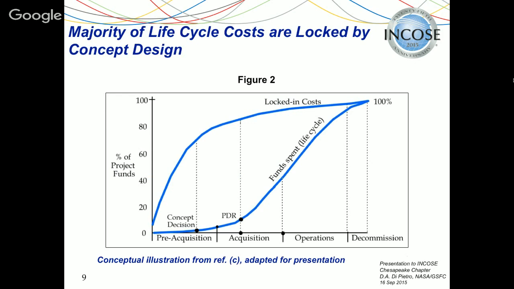This is a conceptual depiction from Strategy Bridge Corporation, and it shows roughly the life cycle phases on the horizontal axis and percent project funds expended on the vertical axis. And you can see by the time you get to your concept decision point, you've expended very little of your life cycle costs, but you've locked in the majority of your life cycle cost with your system level design.